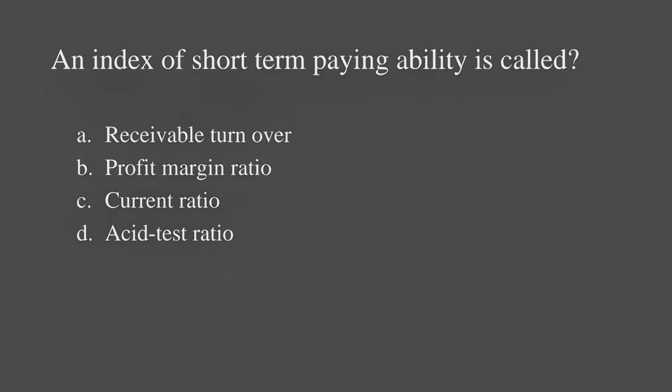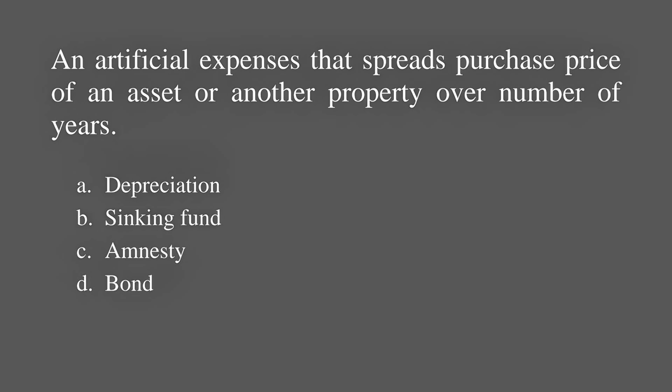Prime cost. An index of short-term paying ability is called A. Receivable turnover. B. Profit margin ratio. C. Current ratio. D. Asset test ratio. The answer is letter D. Asset test ratio. An artificial expense that spreads the purchase price of an asset or another property over a number of years. A. Depreciation. B. Sinking fund. C. Amnesty. D. Bond. The answer is letter A.